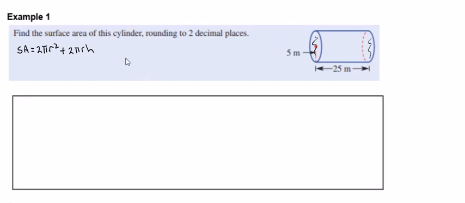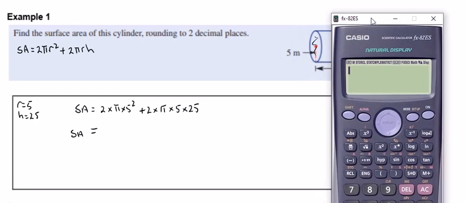Now here we know that our radius is 5 and our height is 25. So our surface area will be 2 times pi times 5 squared plus 2 times pi times 5 times 25. And we'll just work that out on our calculator.